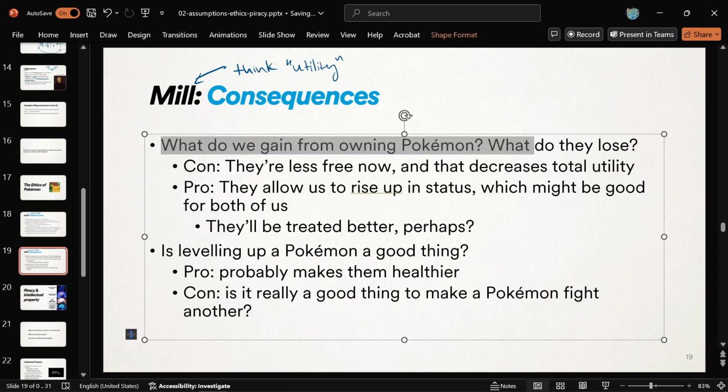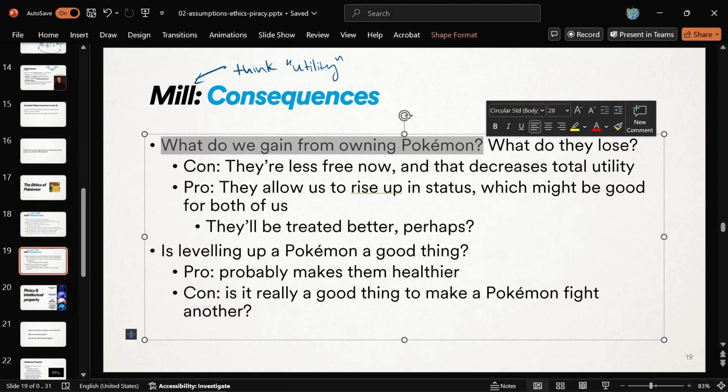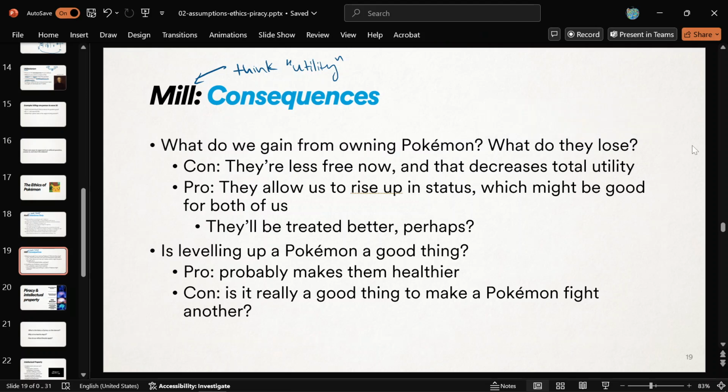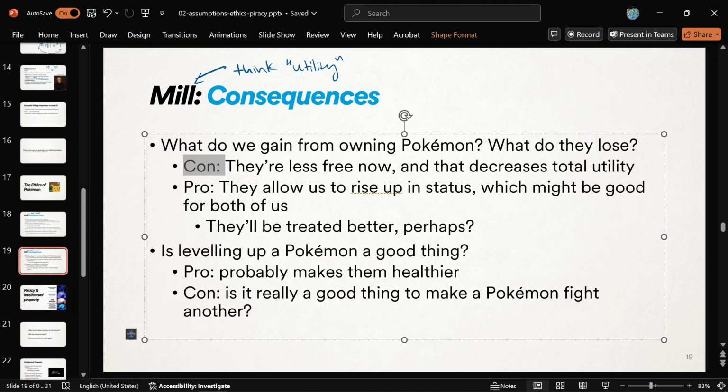If you ask that ethical question to a utilitarian, they're going to start weighing things. They're going to make a pro-con list and figure out what's best. What do I gain? What do they lose? And just average over all of the goodness in the universe, this way or this way. Okay, that's what's going to happen. So again, a utilitarian would make a pro-con list right now. What are the cons of owning Pokemon? Well, they're less free now. They don't get to do what they want.